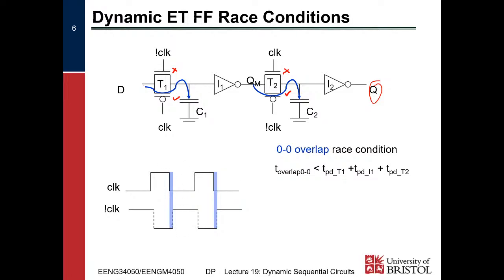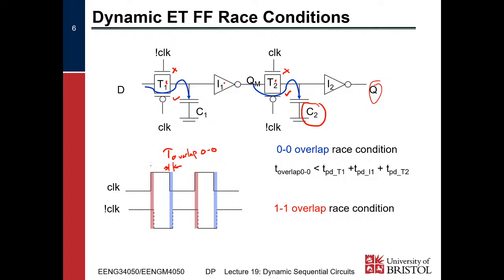So we have to define a constraint. The overlap time, so the width of this blue bar, T overlap, 0, 0, right? The width of this blue bar must be less than the propagation delay of T1, I1, and T2 to make sure that it cannot disturb C2 when the clock goes low.